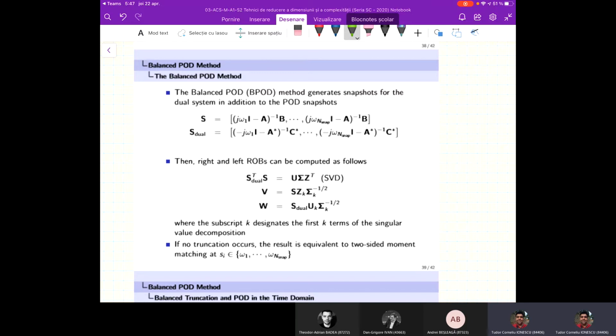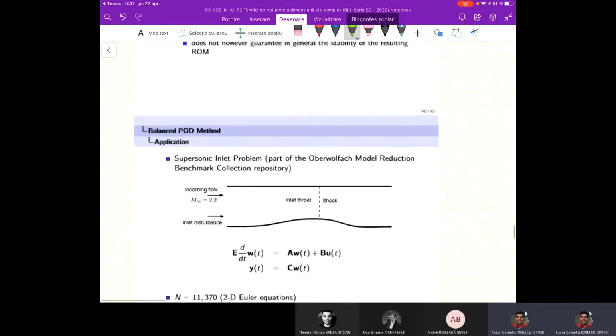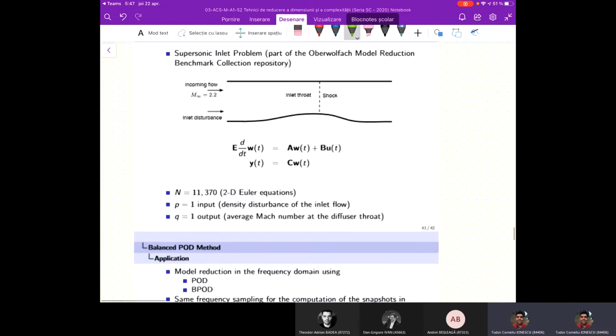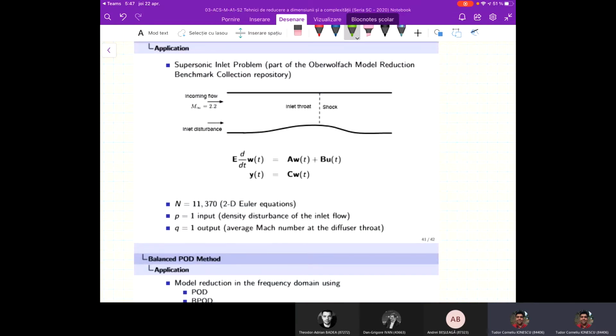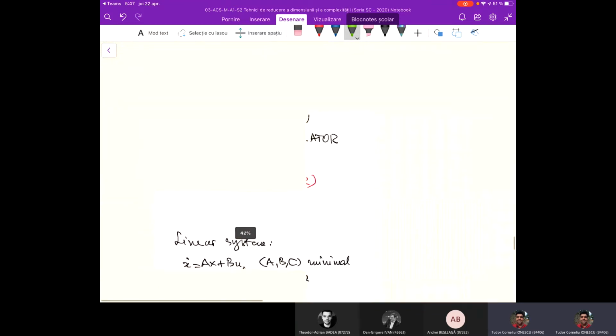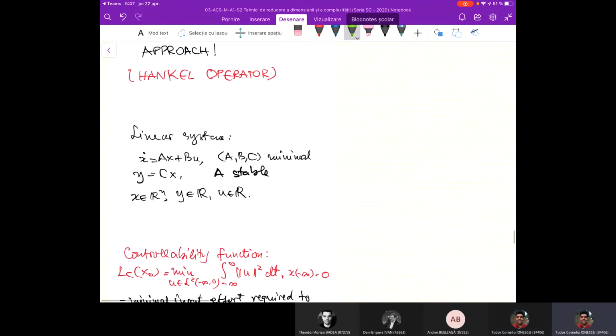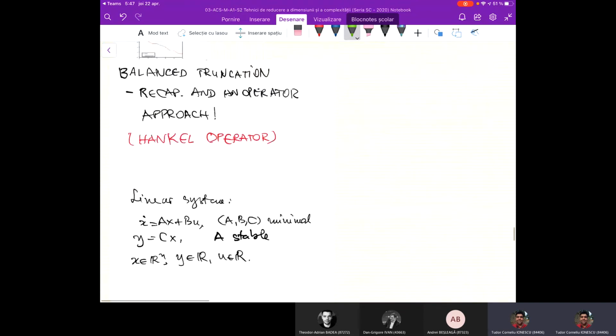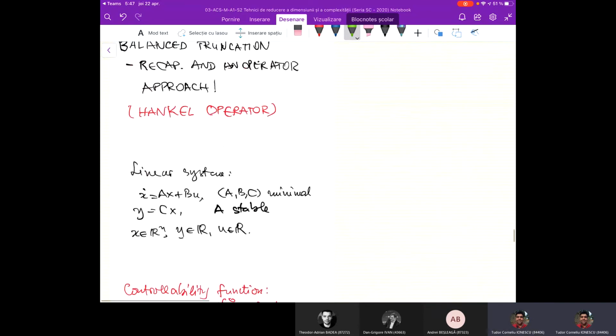You can also use balanced proper orthogonal decomposition methods. So balanced POD generates snapshots for the dual system. These are variants combined with a proper orthogonal decomposition. And you also have an application here of these methods. And here you have the discussion.